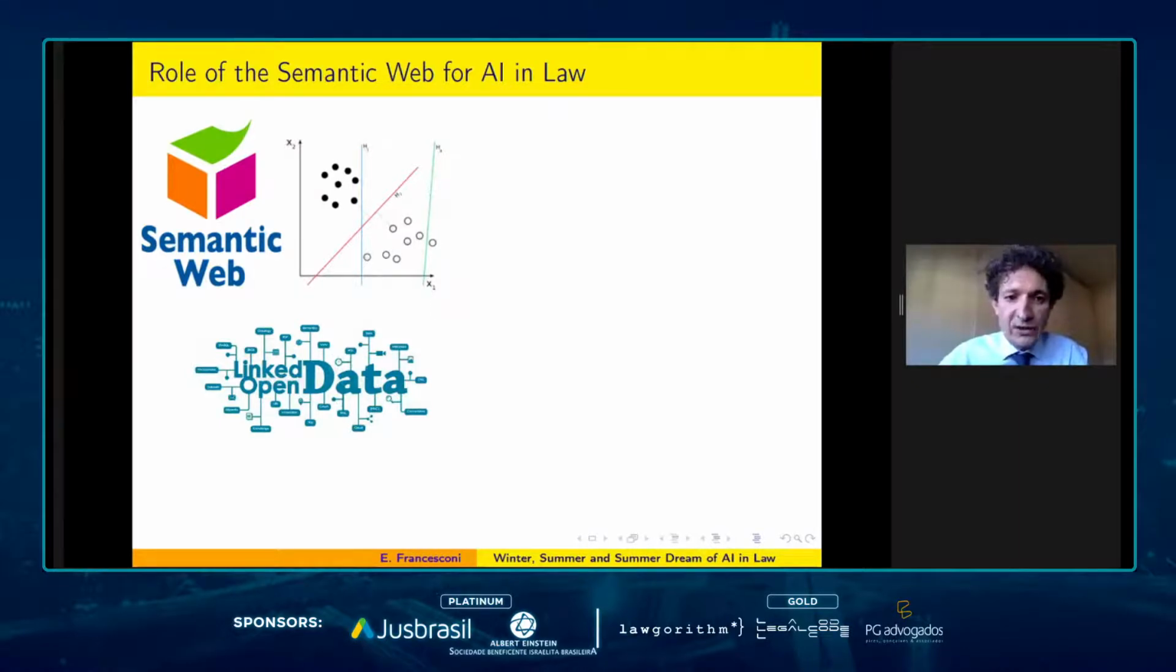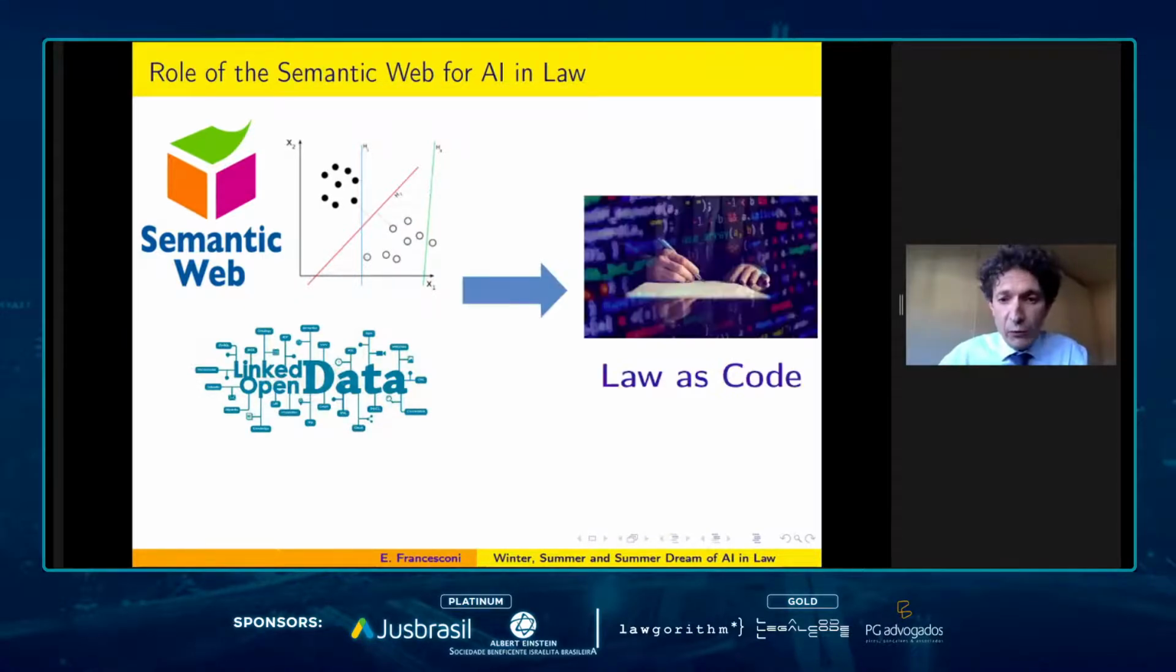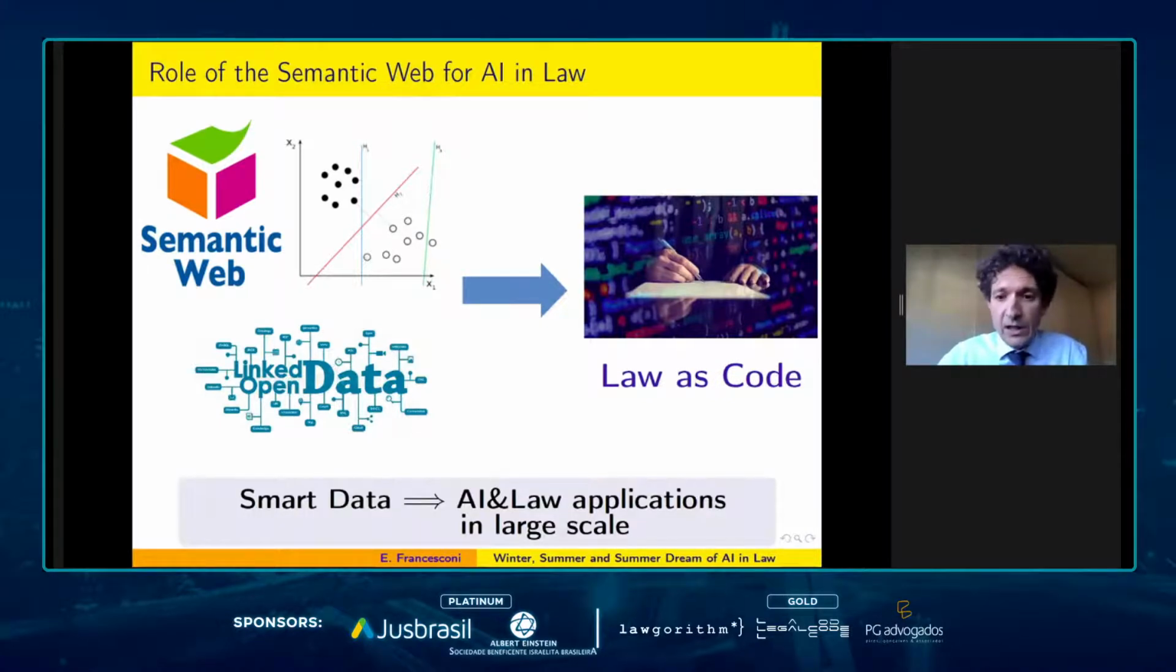It provides standards and languages, it provides linked open data, so smart data, and it provides a stimulus for developing machine learning and deep learning facilities for transforming the law into code. And having the law as code, we have the possibility to exploit smart data for developing AI and law applications on a large scale.